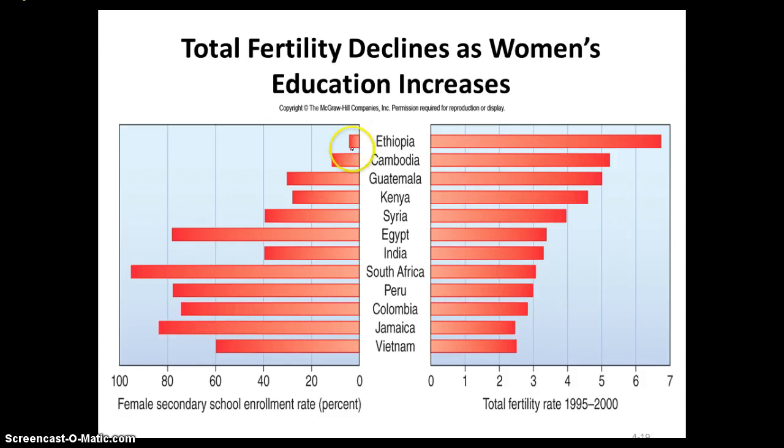When we move down and we see other countries like Egypt and South Africa, Jamaica and Colombia, where we've got these higher rates of education, South Africa almost has 100% of women in secondary schools. That birth rate declines significantly to about 3 children per woman. And so there's a direct relationship between educational opportunities for women and their choice to have children.